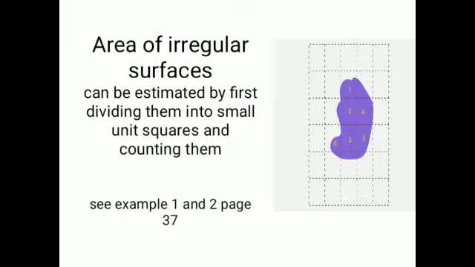You can count how many squares are occupied. 1, 2, 3, 4, 5 and 6. We are counting 6 as a full square because it's more than half, and we are not counting these areas because they are less than half. So this is how we can calculate the area of irregular surfaces. For example, a pebble or any other shape. You can also take help from example number 1 and 2 on page number 37 from your textbook.